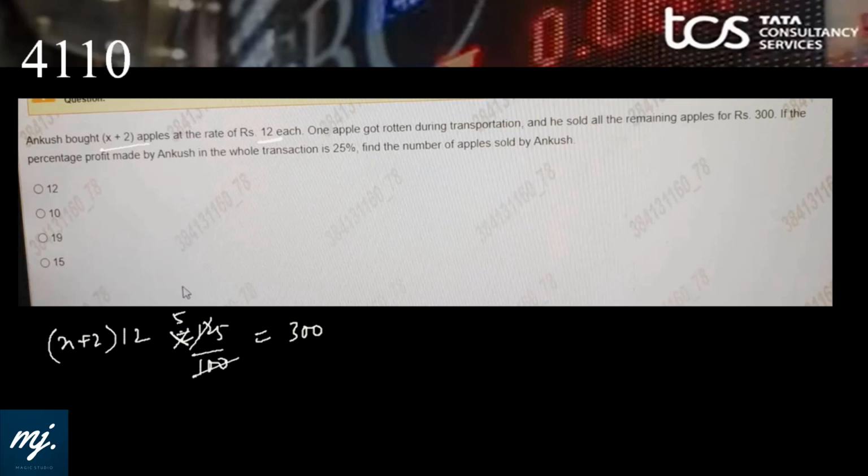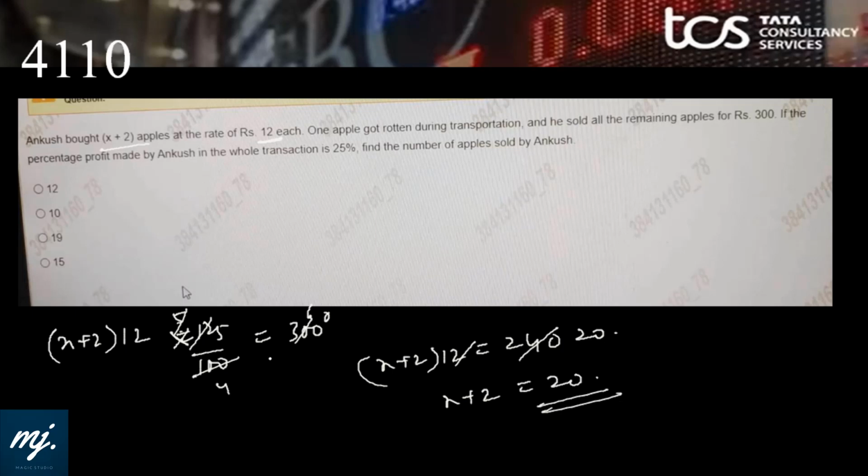So this is 5 by 4, 240. So X plus 2 into 12 is 240. This gives X as 20. That means the total apples purchased by Ankush is 20. Find the number of apples sold by Ankush. Sold by Ankush is 20 minus 1. That is 19 apples he has sold, and that we have in option C.